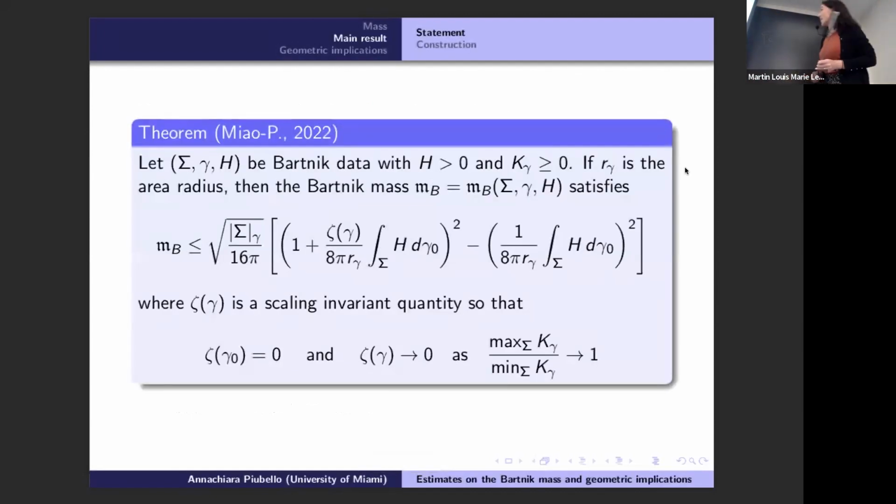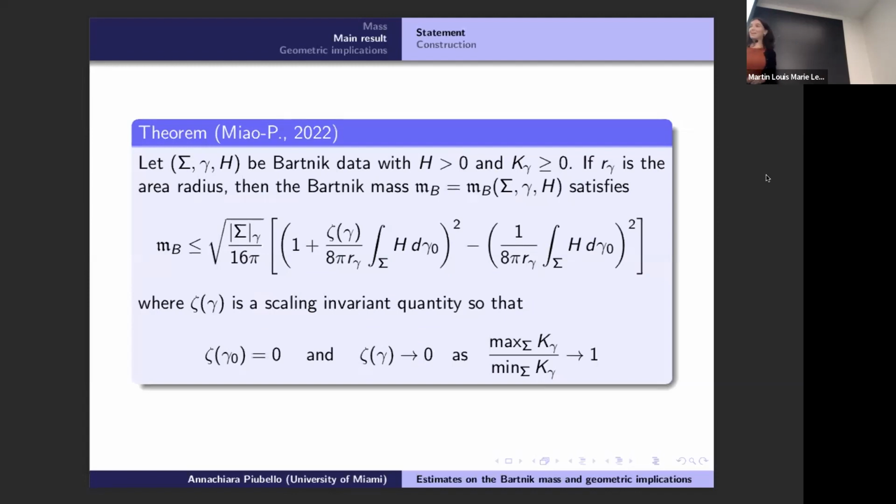Right, so this is our estimate now. Now we don't need to consider the round metric anymore. We can just take any metric on sigma. We are assuming again that the mean curvature is positive and that the Gauss curvature is non-negative. Then in this case, the Bartnik mass is bounded above by this right-hand side here.